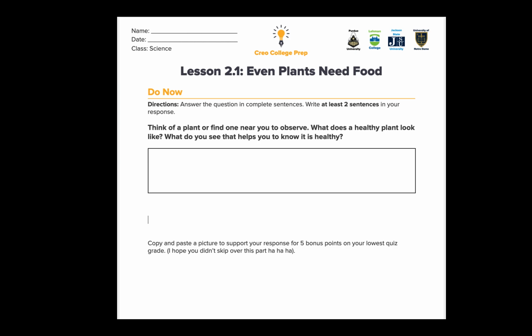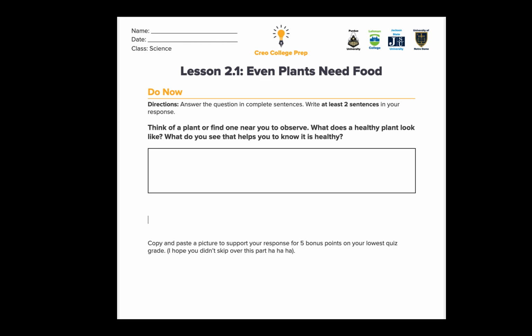I'm not going to go over what exactly you'll be doing, but I'm going to go over the questions that you are going to be answering, starting with your do now. The do now says, think of a plant or find one near you to observe. What does a healthy plant look like? What do you see that helps you to know it is healthy?